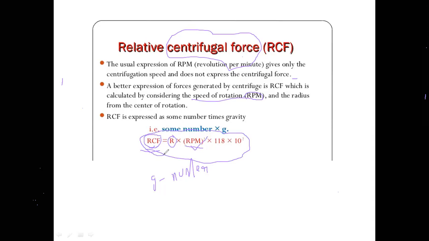Okay, so this is about the relative centrifugal force.